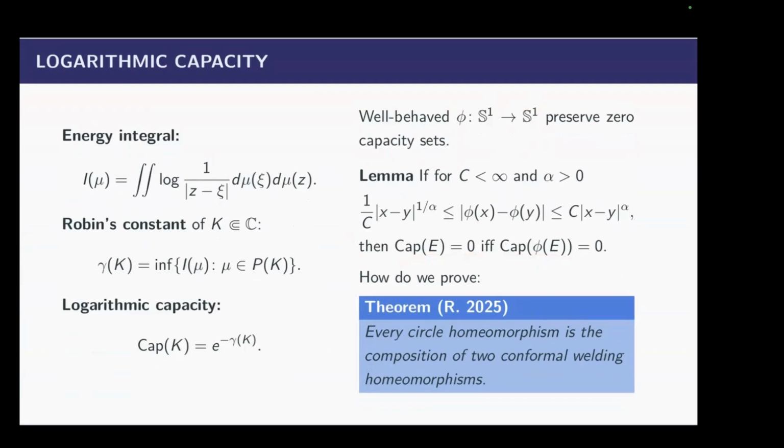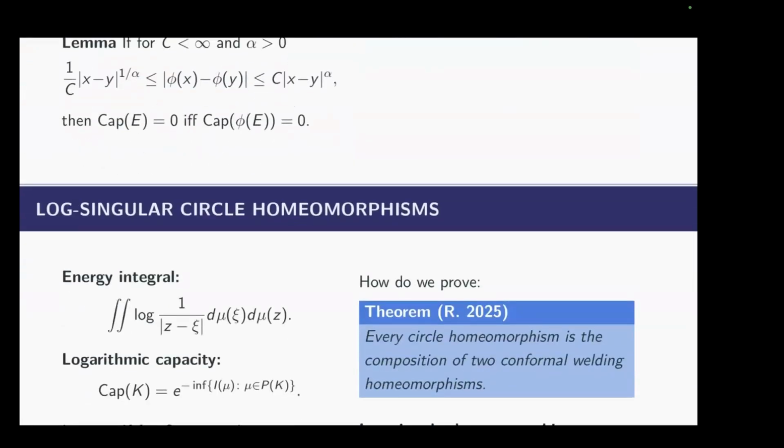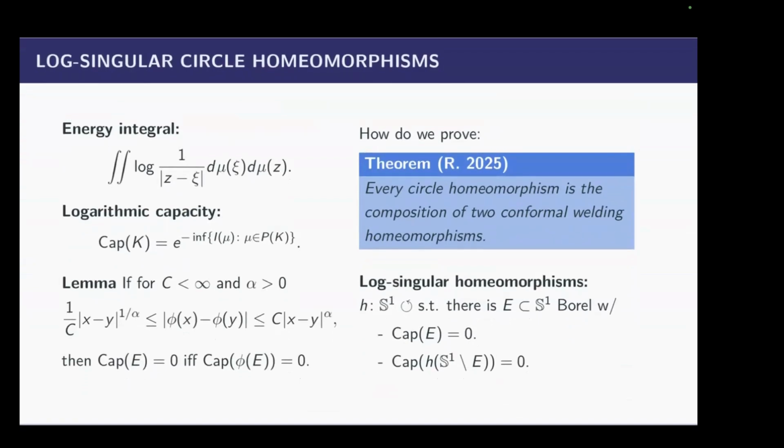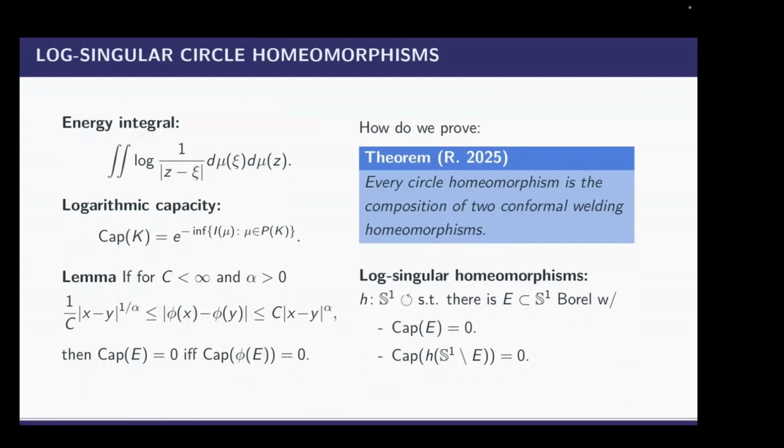Now, after doing this detour through logarithmic capacity, I want to turn to my theorem, and I ask the following: how do we prove that every circle homeomorphism is a composition of two conformal welding homeomorphisms? The tool appeared in 2007, and they were these log singular homeomorphisms that Chris introduced. We say that the circle homeomorphism is log singular if there is a Borel subset so that it has capacity 0, and so that the complement maps to a set of capacity 0.